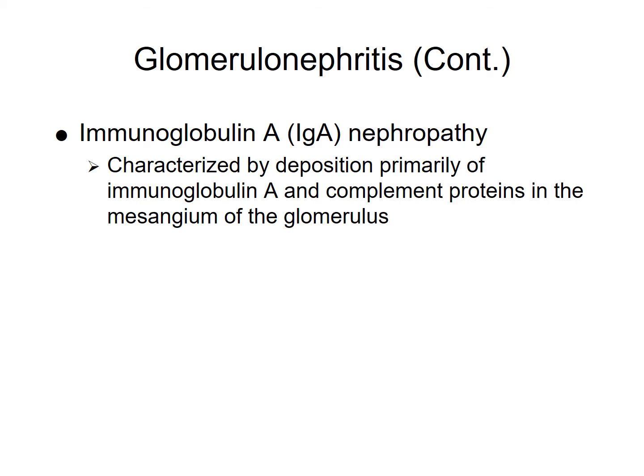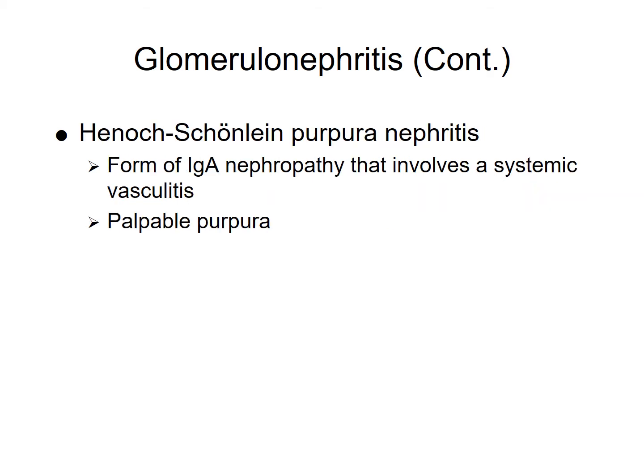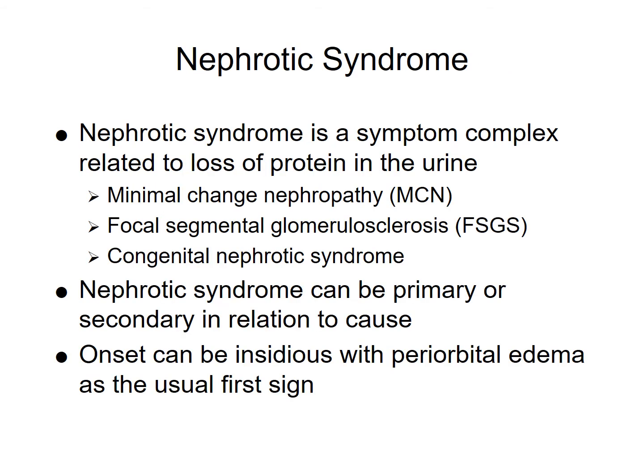Immunoglobulin A nephropathy is characterized by a deposition primarily of immunoglobulin A and complement proteins in the mesangium of the glomerulus. Henoch-Schönlein purpura nephritis is a form of IgA nephropathy that involves a systemic vasculitis and palpable purpura. You can see these IgA, they're all immune mediated. So whenever you see anything that's IgA, that's immune mediated.